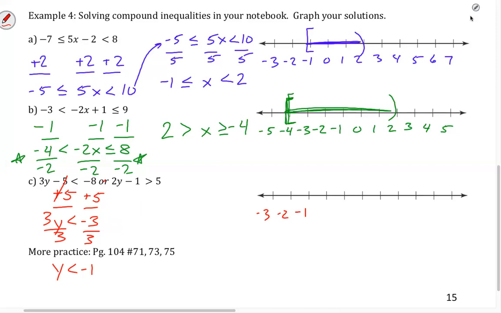All right, so Amelia, we have y is less than -1. I see that word or right there. So it's going to be an open bracket, so the parenthesis, and I'm going to shade this one.